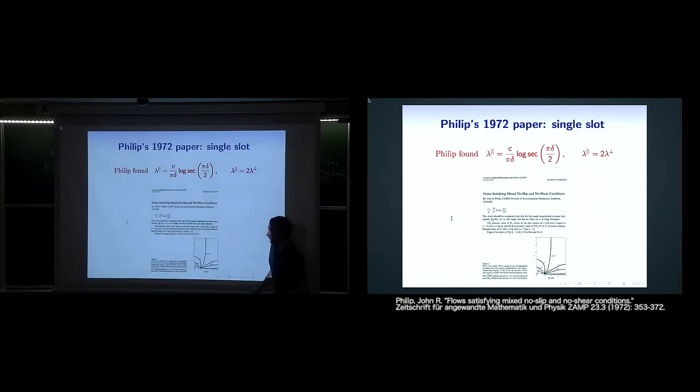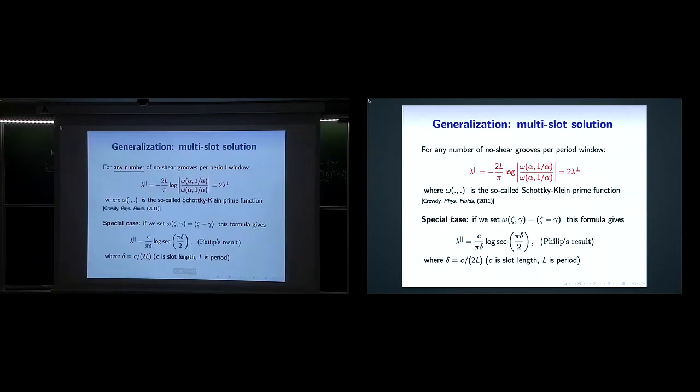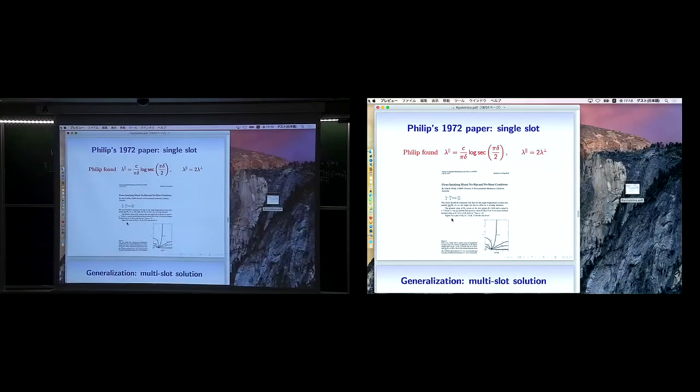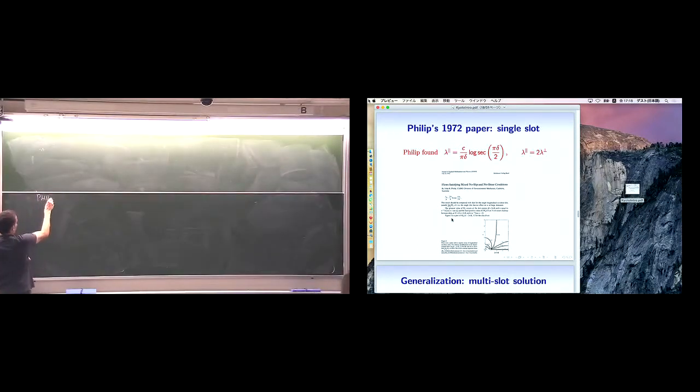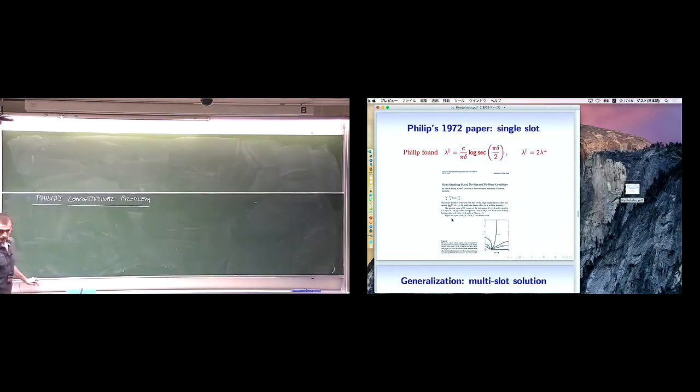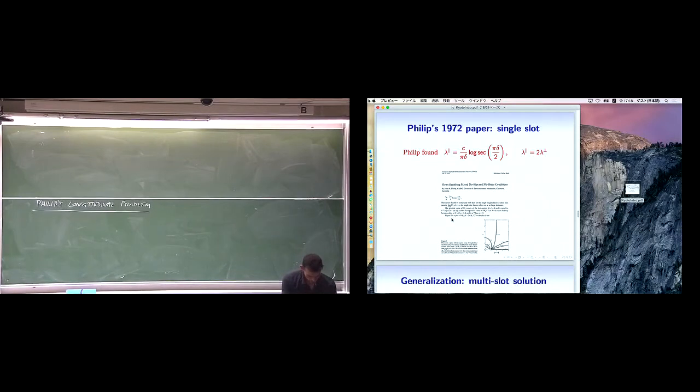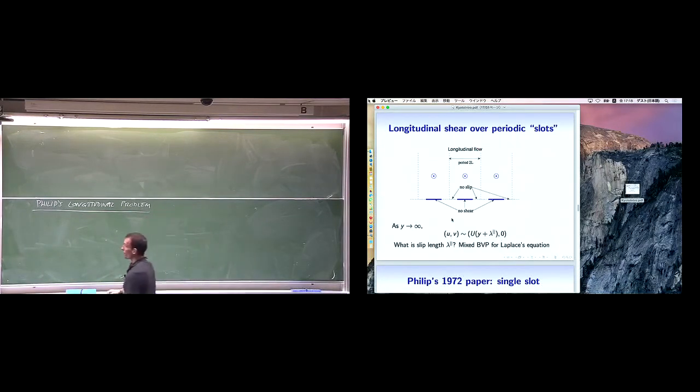All right, let's see if we can get that. I'm not going to do it how Philip did it. We'll come back to this. Okay, so this is Philip's longitudinal problem. So here we go. It's periodic. And the flow's into the board. And actually, it's just over the top.